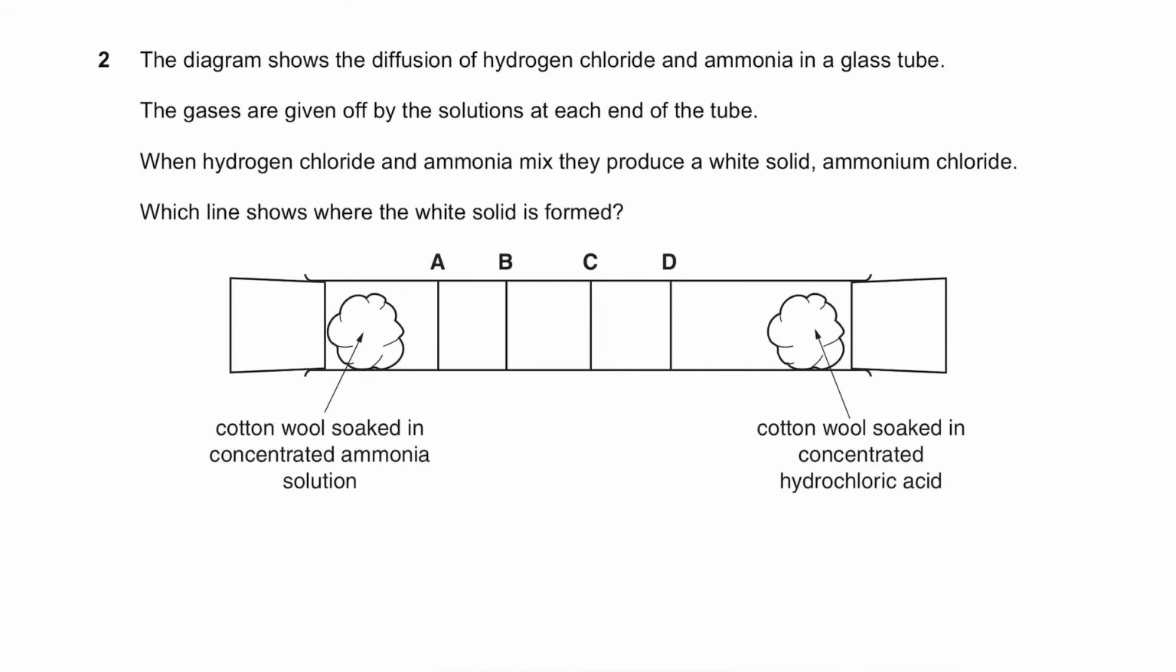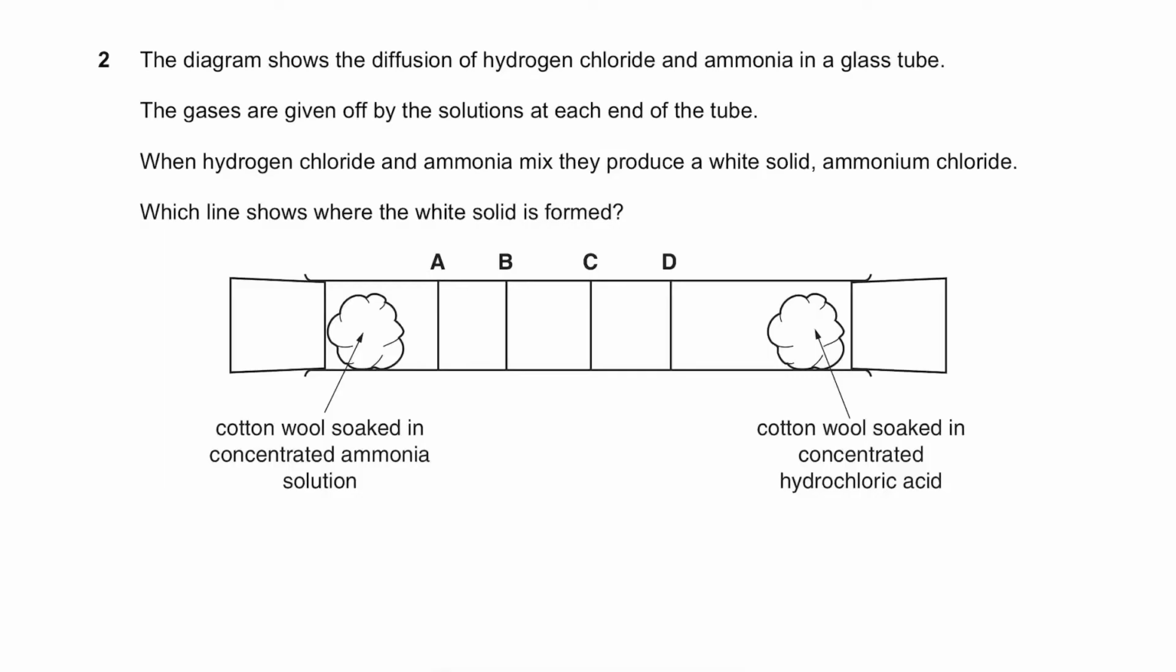Question 2. The diagram shows the diffusion of hydrogen chloride and ammonia in a glass tube. The gases are given off by the solutions at each end of the tube. When hydrogen chloride and ammonia mix, they produce a white solid, ammonium chloride. Which line shows where the white solid is formed?